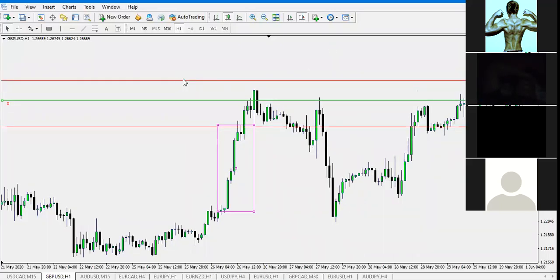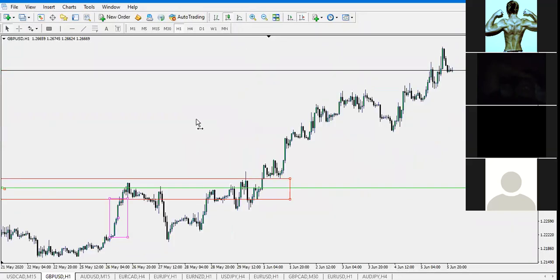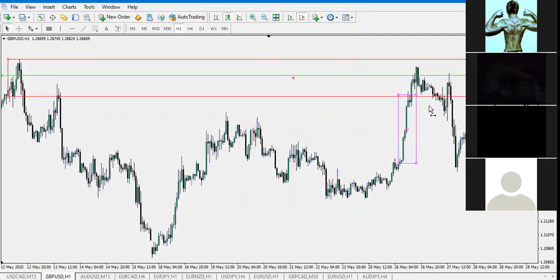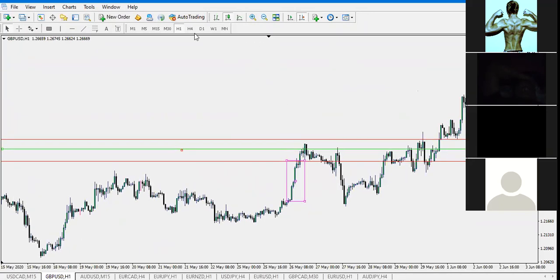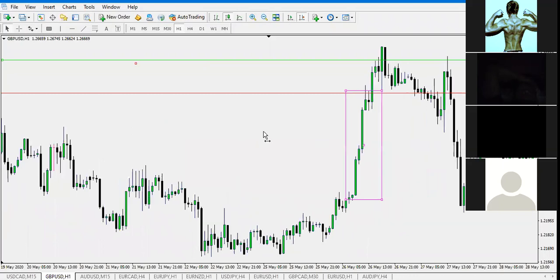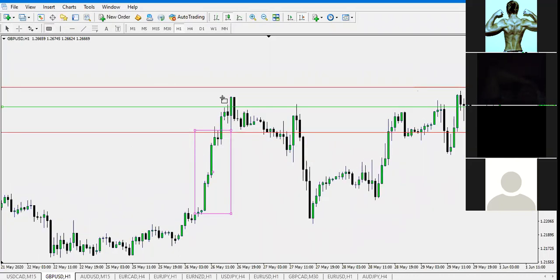So these two red lines are intersecting with my previous 4 hour order block. So if we zoom out over here, you can see that that is my 4 hour order block over here on the 1 hour chart. And when price comes into our 4 hour order block on the 1 hour time frame, we create another order block over here.